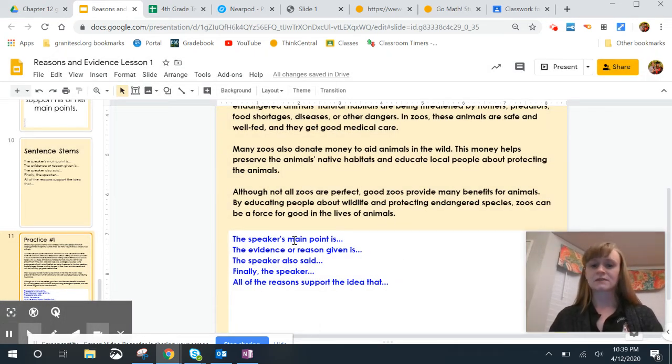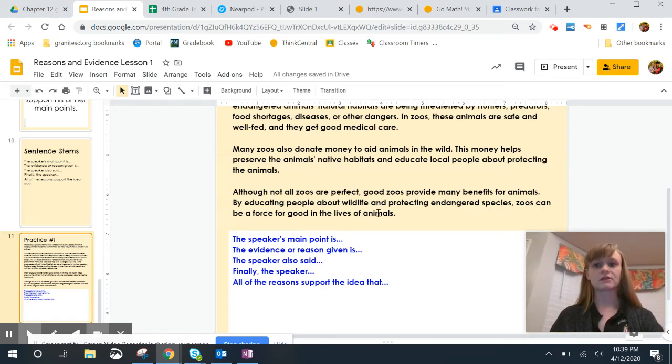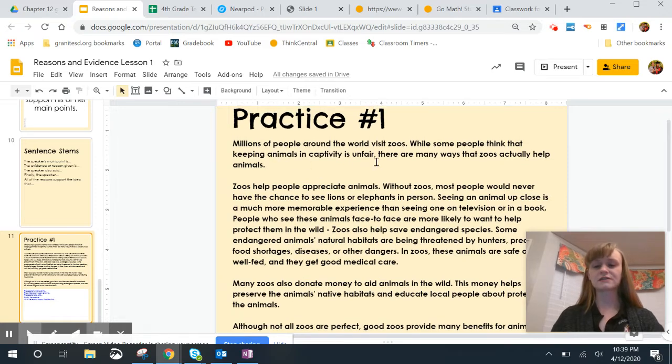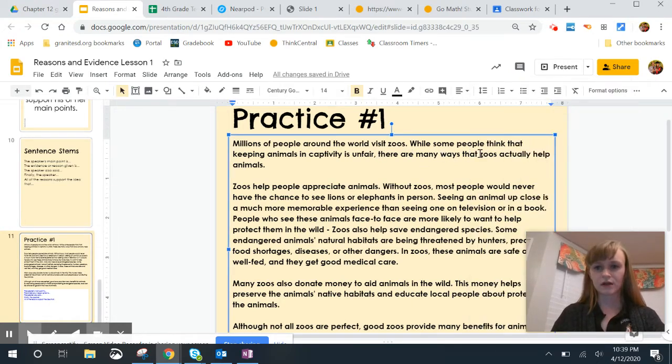Okay, so the first thing we need to find is what is the speaker's main point. So I'm going to go up here in the text. The introduction or the first paragraph is usually where you look for the author's main point. So it says right here in the last sentence, there are many ways that zoos actually help animals. So our point is that zoos help animals.